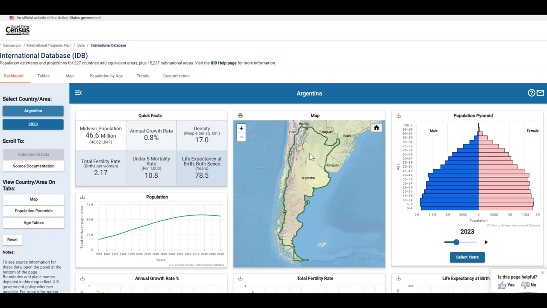It shows me where my country is on the map. It just gives me some quick facts. By mid-year, this should be the population of my country. They're expecting an annual growth rate of 0.8%. This is the population density, fertility rate, mortality rate, life expectancy, all sorts of things. It's showing me where my population was in 1950 to where it is projected to be going. It's also over here, I can look at my males to females population numbers as well.